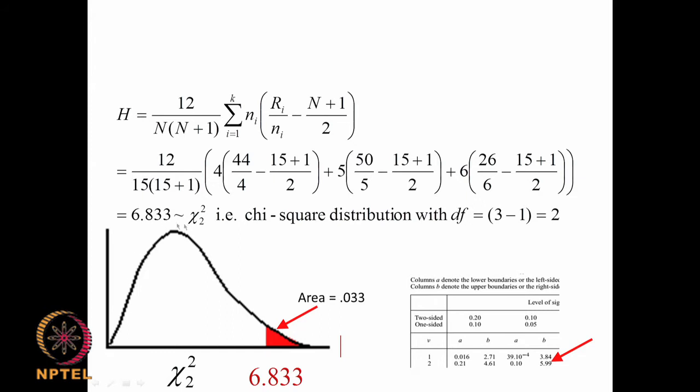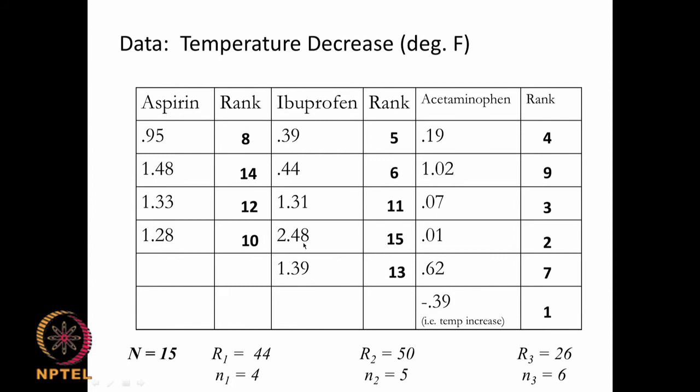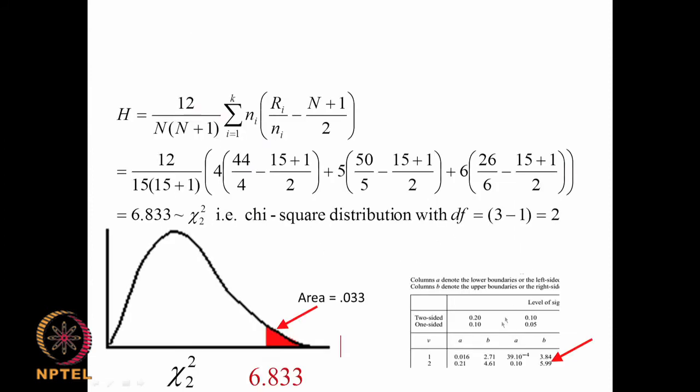Now, you look at the chi-square test for 6.833. The area comes out to be 0.03, so obviously it is significant, and you reject the null hypothesis. Or you look at the chi-square table: there are 3 data sets, acetaminophen, ibuprofen and aspirin, so the degrees of freedom is 2. For 95% one sided we get 5.99, and the H statistic comes to be 6.833. So, we reject the null hypothesis at 95% confidence for one tail.